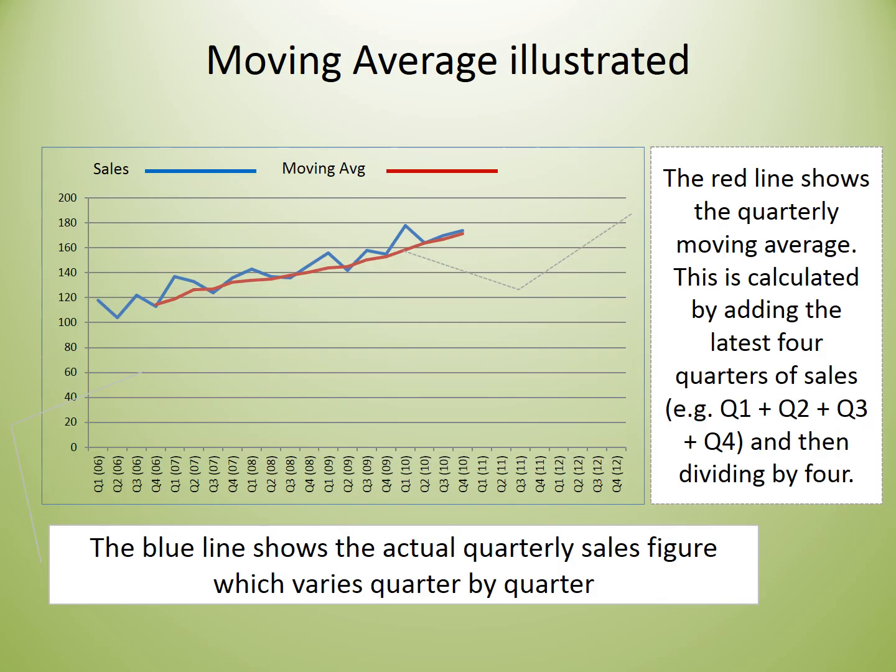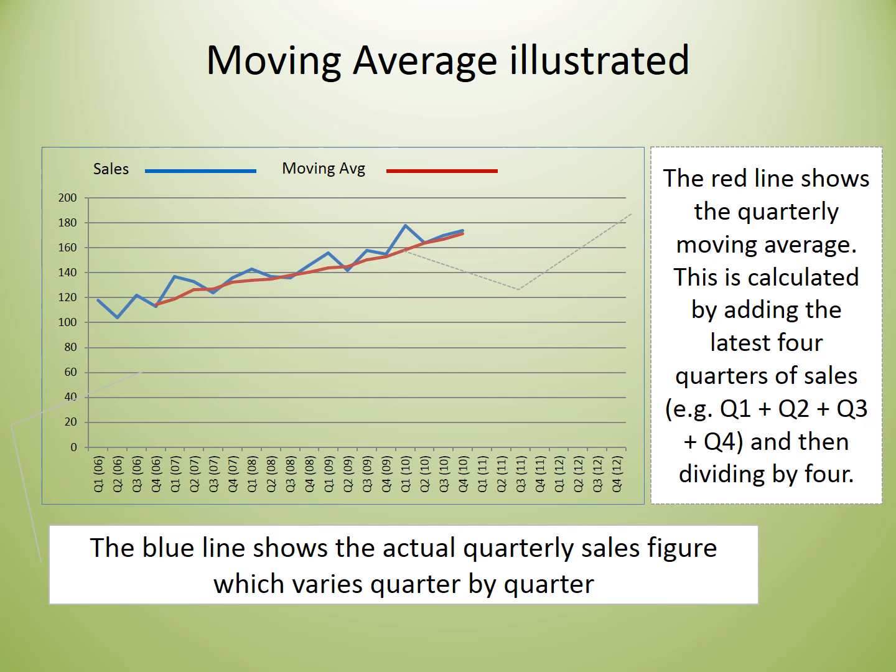If we look at this example, taken from Tutor2u, the blue line here represents sales per quarter, and you can see that it goes up and down, up and down, up and down. Then the red line shows the quarterly moving average. The blue line shows the actual quarterly sales figures, and like I said, they are quite varying. But that red line is a lot easier to read, and it shows a clearer image. So we can see that there is actual sales growth.